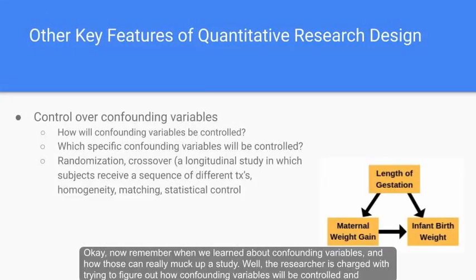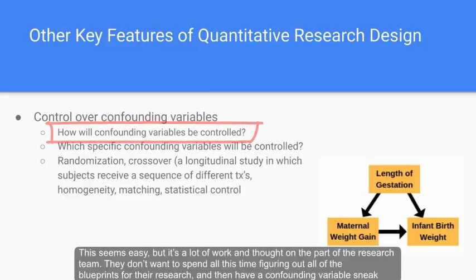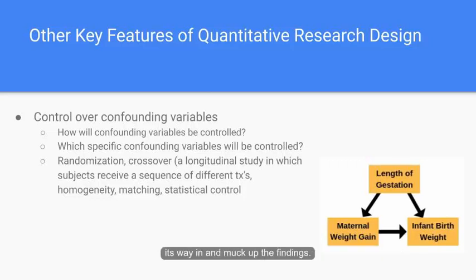Okay, now remember when we learned about confounding variables and how those can really muck up a study? Well, the researcher is charged with trying to figure out how confounding variables will be controlled and which confounding variables will be controlled. This seems easy, but it's a lot of work and thought on the part of the research team. They don't want to spend all of this time figuring out all the blueprints for the research and then have a confounding variable sneak its way in and muck up the findings.